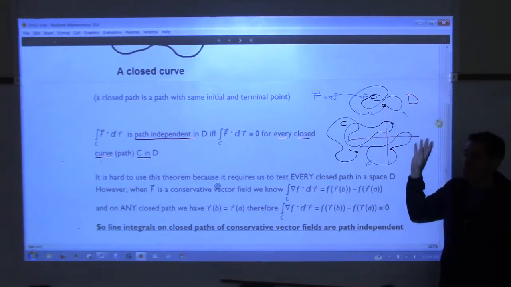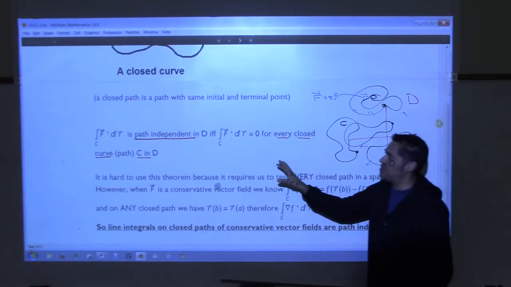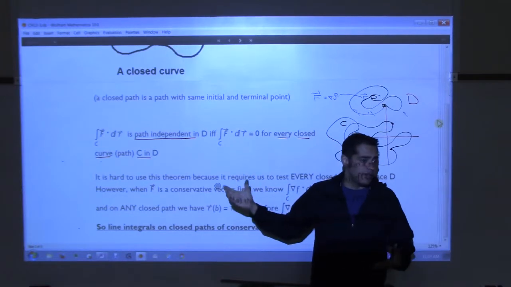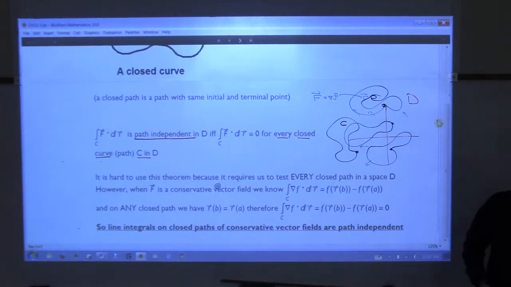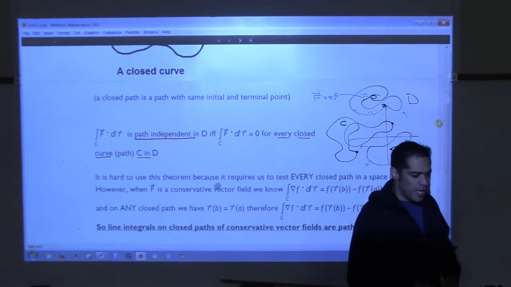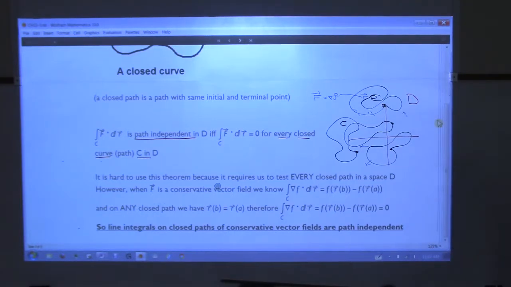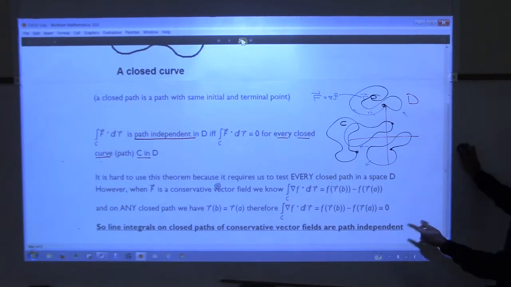And that would work for any closed curve because I'm going to start somewhere and come back to the same point. So although this theorem doesn't appear to be useful because it requires that we check every single curve, if the vector field is conservative, then we know that the work is 0, and then we can say that it is path independent. So in general, over just a general vector field, it's difficult to show path independence. But over conservative vector fields, you have path independence. That's what it says on the very bottom: line integrals on closed paths of conservative vector fields are path independent.